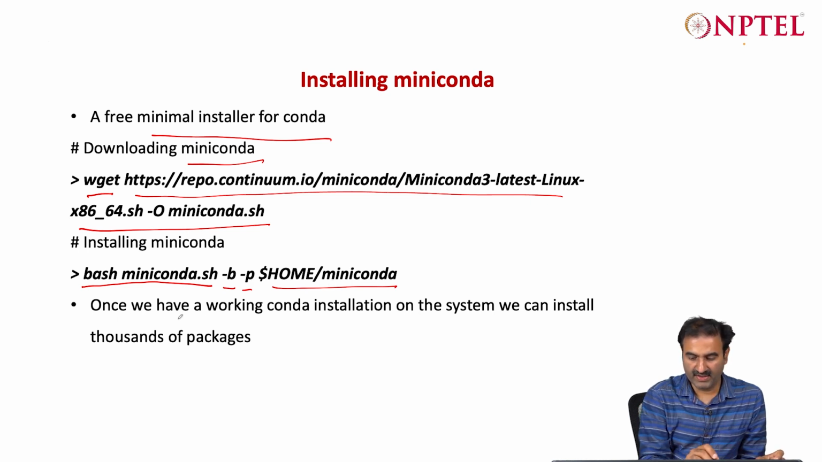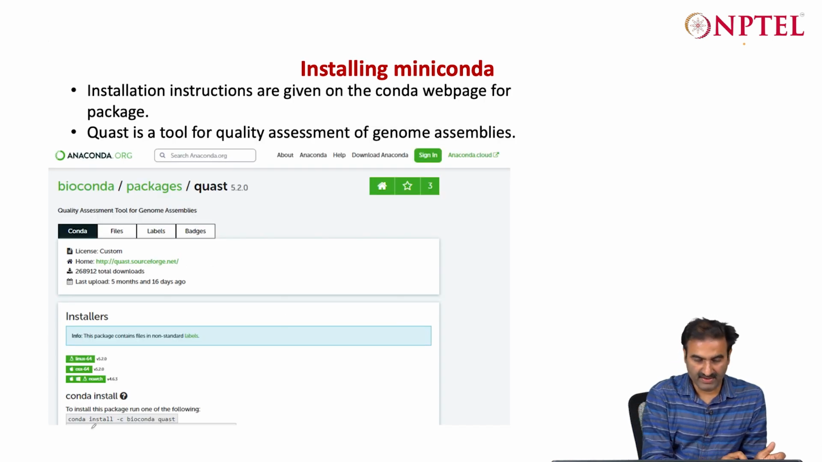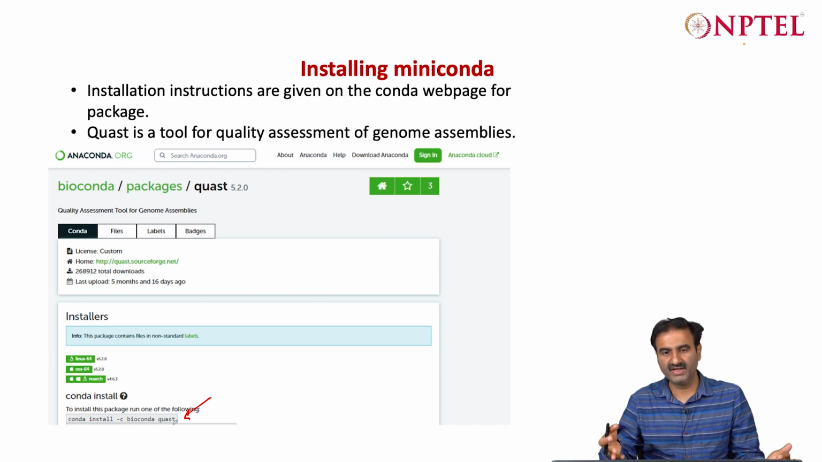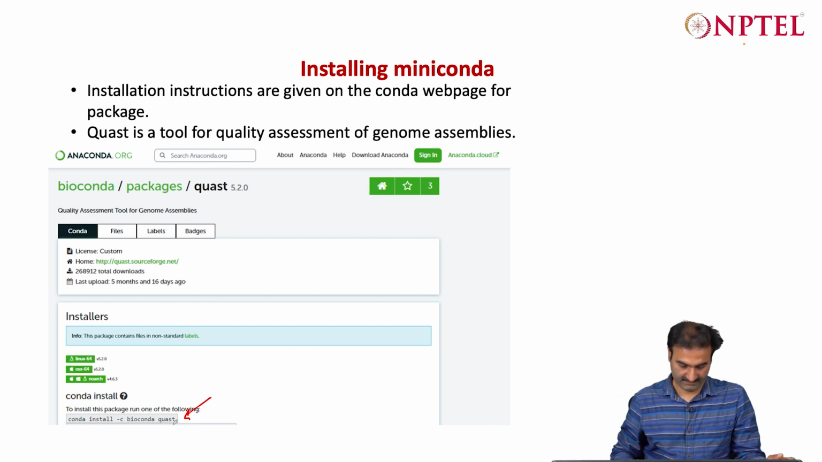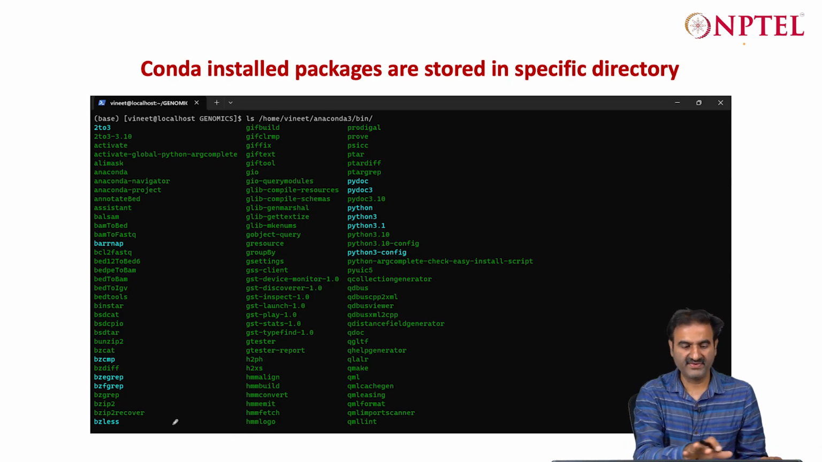Once this is installed on your system, you can just do conda install for a package called Quast. Just say conda install -c bioconda quast. It will get Quast from the internet, from the miniconda repository, and install this package into your system. For example, in my system these are all the packages that I have installed using Anaconda.